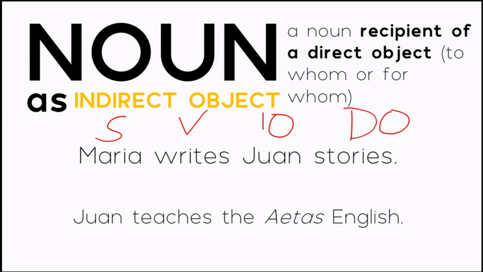Okay? Now the next example is Juan teaches the Aitas English. So again, let's look for the subject. That's Juan. Juan is doing what? He teaches. Teaches what? Let's look again, before looking for the indirect object, let's look for the direct object. Teaches what? English. And then you ask again the question, to whom or for whom? The Aitas. So that's your indirect object. So that's your noun as indirect object.